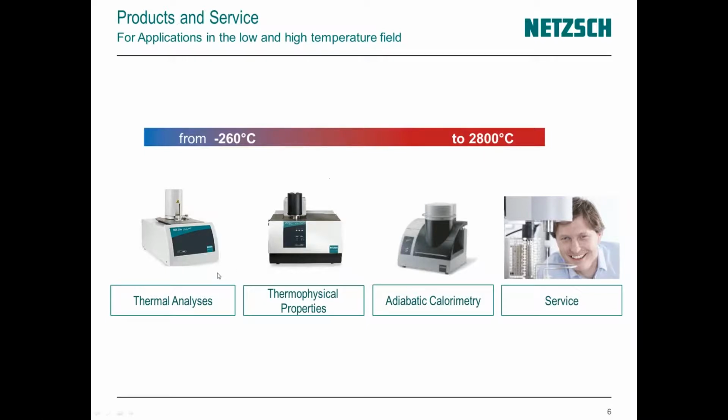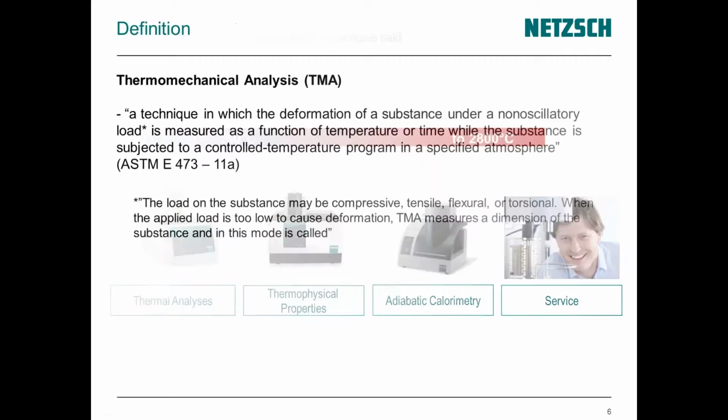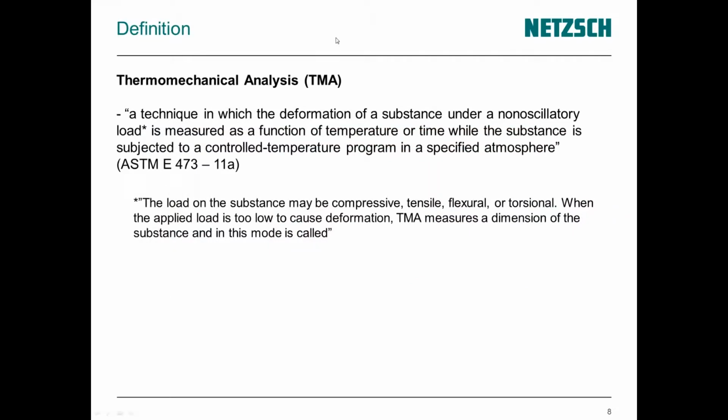I'm working in the business unit analyzing and testing, and we are offering products and services for the applications from low to high temperature fields, so from minus 260 degrees C up to 2800 degrees C. Here we have products for thermal analysis, so the determination of changes in dimension and mass, and also phase transition and enthalpies as a function of temperature. Then we are offering products in the field of thermophysical properties, so here for the determination of thermal conductivity, specific heat and thermal expansion coefficient, and on the third part in adiabatic calorimetry. And I think we are also well known for our service for contract measurements, seminars, trainings and meetings and so on. But now we will go on with the topic of today.